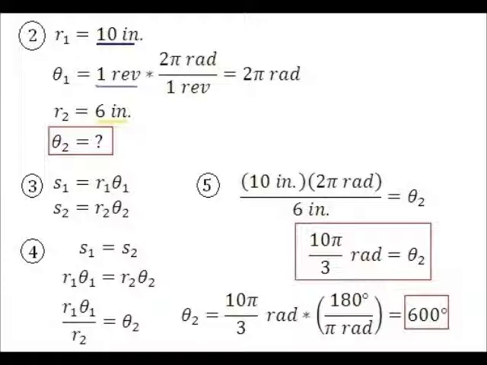Now you can plug in their corresponding equations and solve for the unknown variable, which in this case is theta 2. Once you've solved for theta 2, now you can input the values that you know and find a number. And I come up with theta 2 equals 10 pi over 3 radians. The problem wants you to give the answer in degrees as well as in radians. So now you need to convert theta 2 into degrees, and I get 600 degrees.